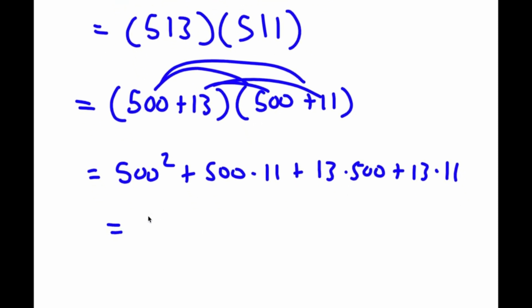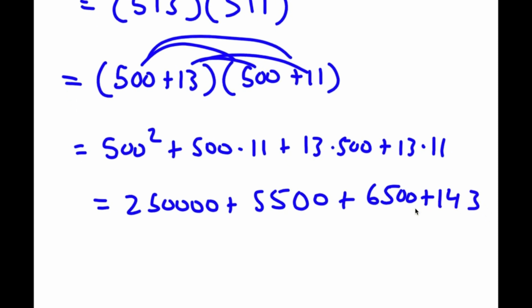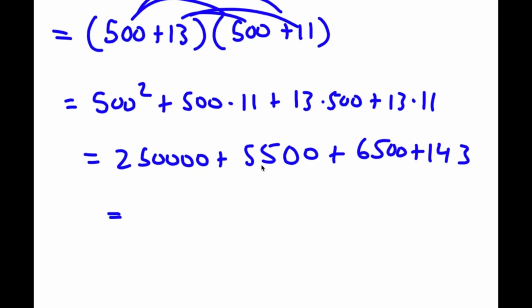Now 500 squared is the same thing as 250,000. 500 times 11 is the same thing as 5,500. 13 times 500 is the same thing as 6,500. And 13 times 11 is the same thing as 143. So now 250,000 plus 5,500 plus 6,500 plus 143.